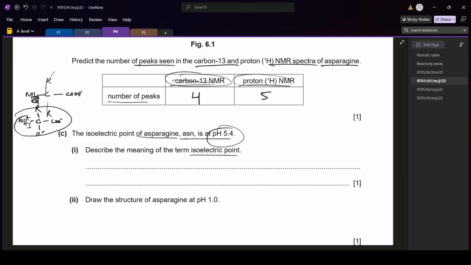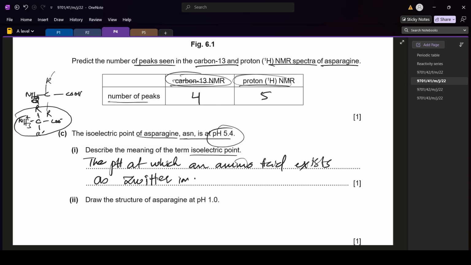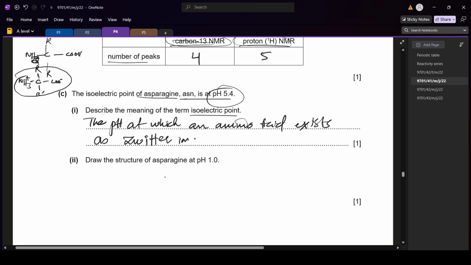So this molecule, the zwitterion, is formed at the isoelectric point, okay, which is the pH at which, so you can write this, the pH at which an amino acid exists as a zwitterion. Okay, or the pH at which an amino acid has no overall charge.